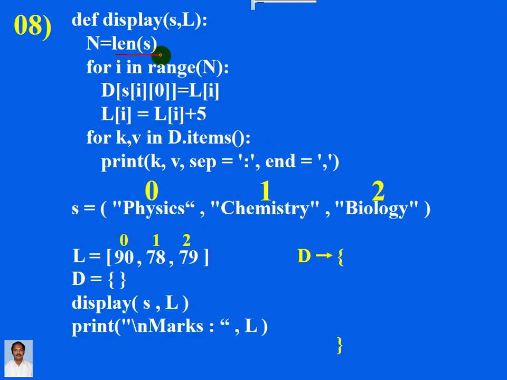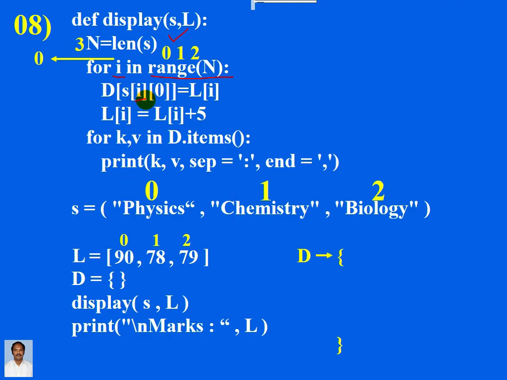Now length of S. How many elements are there in tuple? 3 elements are there. This is the first element of tuple S. This is the second element of tuple S. Third element. So 3 elements are there. So here your variable n contains 3. Now range 3. It is range 0, 3. So you get 0 to 2. 0, 1, 2. I takes the initial value 0.